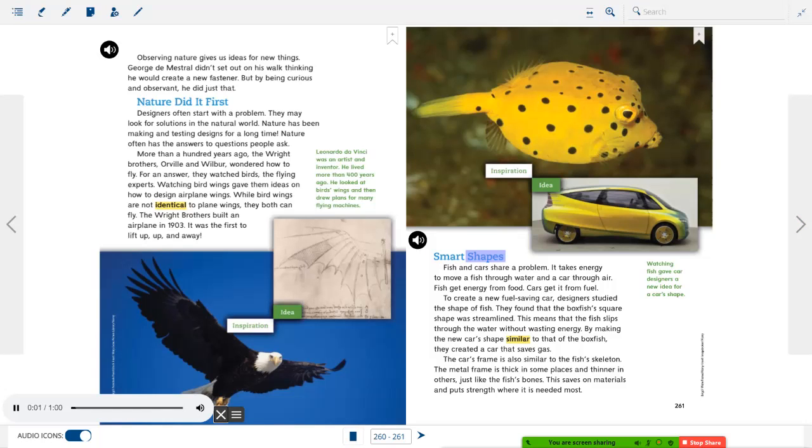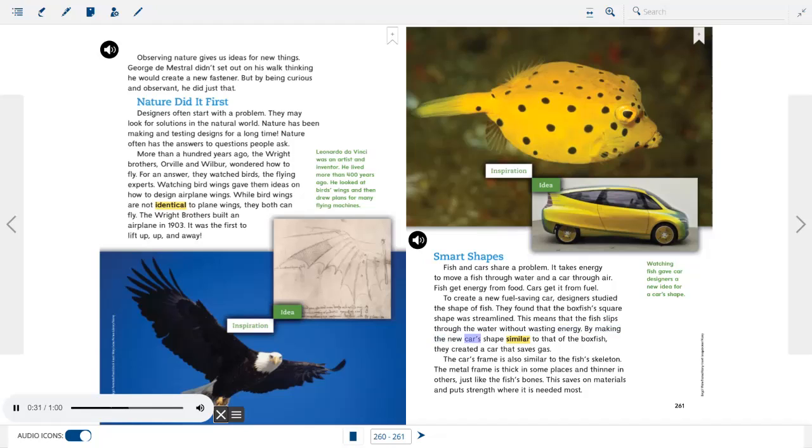Smart shapes. Fish and cars share a problem. It takes energy to move a fish through water and a car through air. Fish get energy from food. Cars get it from fuel. To create a new fuel-saving car, designers studied the shape of fish. They found that the boxfish's square shape was streamlined. This means that the fish slips through the water without wasting energy.